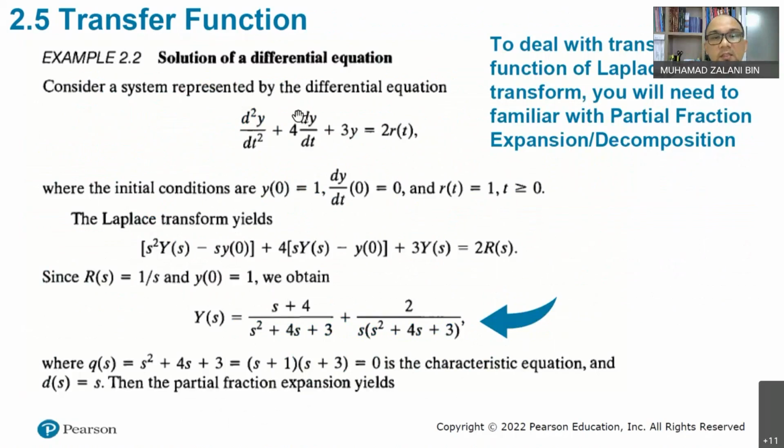So we can do the transformation to the S domain for this particular time domain equation. We get the Laplace transform of this equation, which is s squared Y(s) minus s y(0), plus 4sY(s) minus y(0), plus 3Y(s) equals 2R(s). This is the time domain equation in the form of Laplace transform, the S domain or Laplace domain. Then we can rearrange the equation because we want Y(s), the output as a function of s, right?